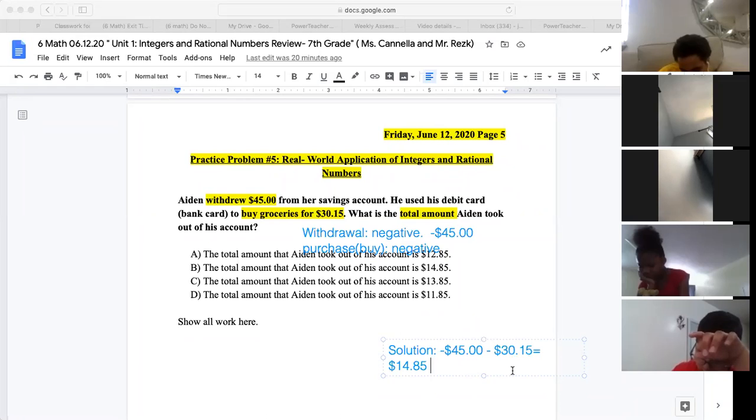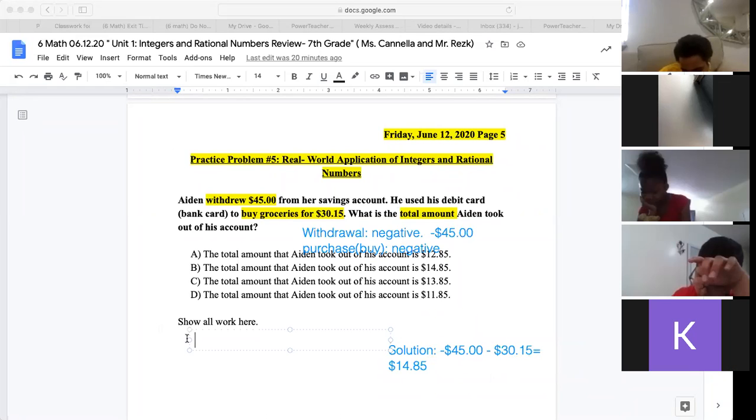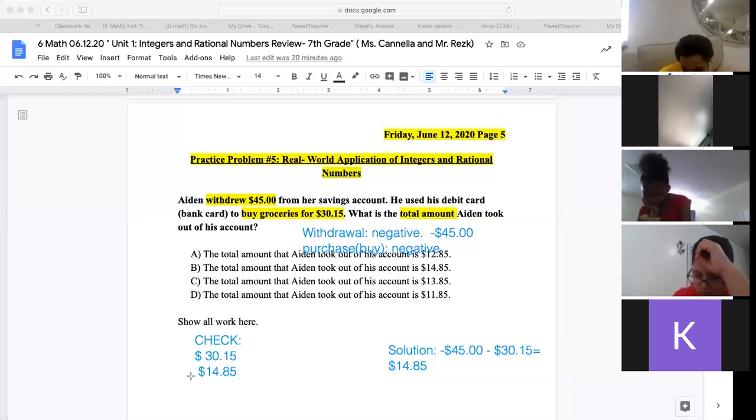$30.15 is equal to the negative money that I took out, which is negative $45. So now I need to check that work. I'm going to check my work by doing this. I'm going to write $30.15, dollar sign, and put 14.85. Now I'm going to add a line, and I'm going to show that I'm physically adding these up. I know the line's a little crooked.